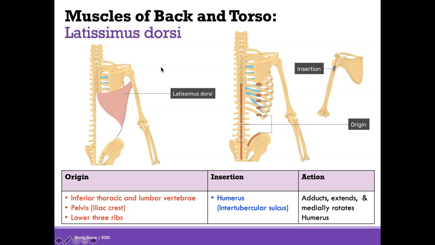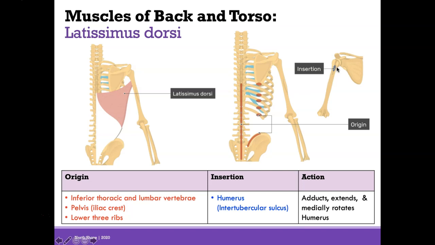It's such a huge muscle, there's a lot of skeletal attachments for the lats. So the lats start by originating in the inferior thoracic, so the lower part of the thorax, and the lumbar vertebrae. And it goes all the way down into the sacrum. It also attaches to the iliac crest of the pelvis and the lower 3 or 4 ribs. So it has a lot of attachments. It's a very large muscle.